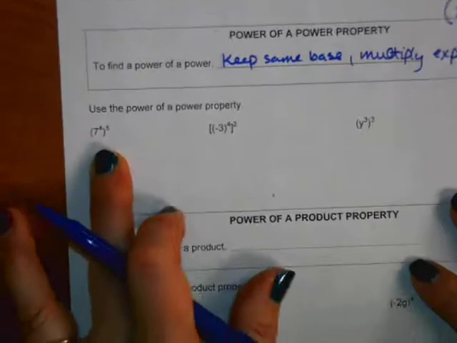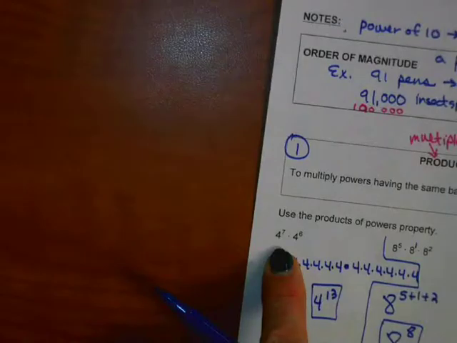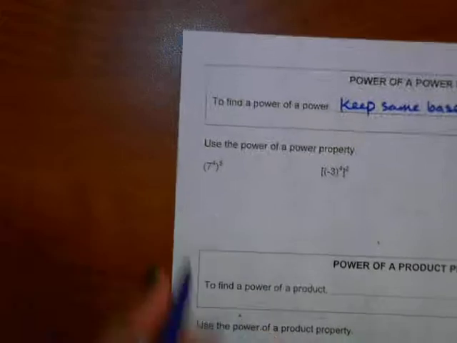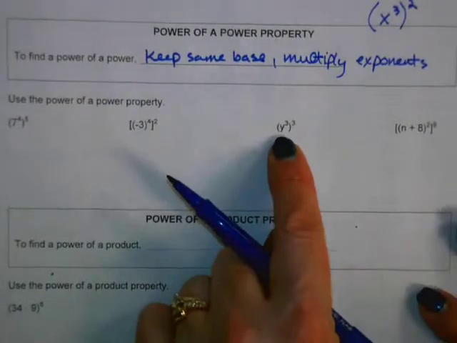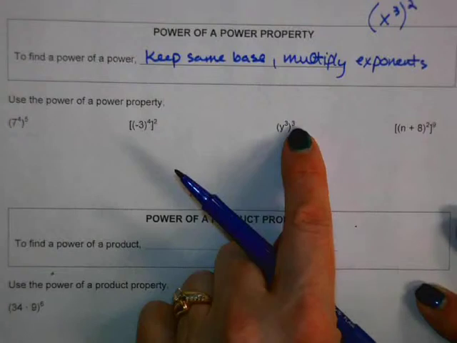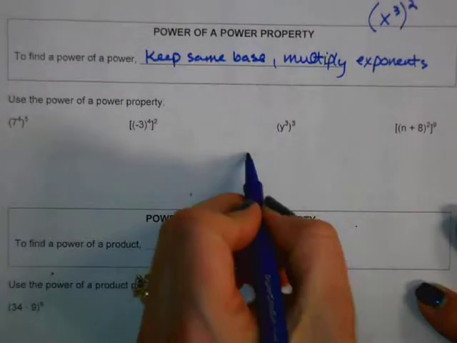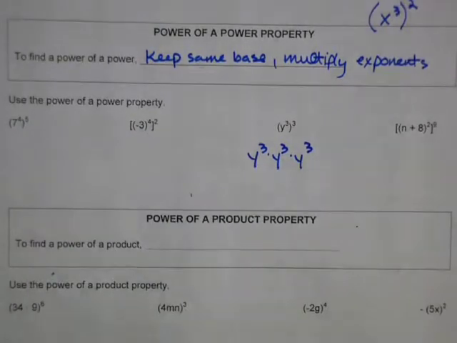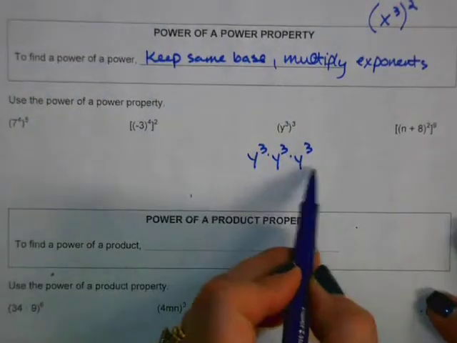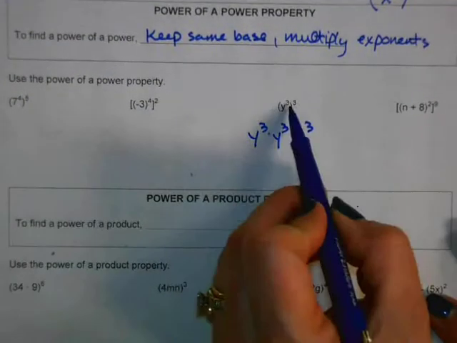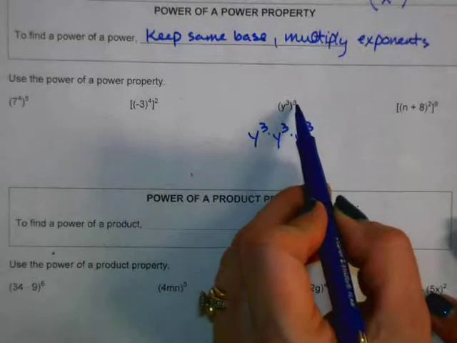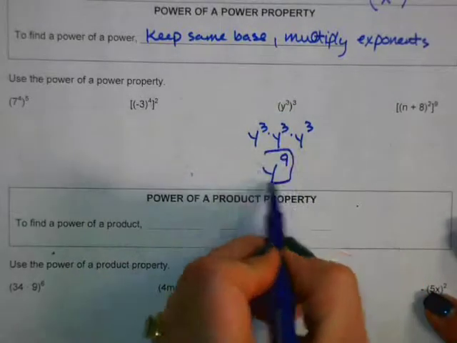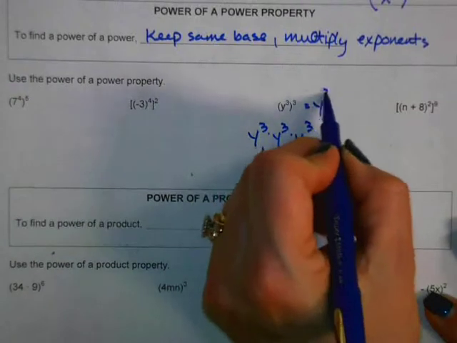But let's look. See how this is different than those? See the difference? So let me start with this one. This is saying I have y cubed times itself 3 times. So y cubed times y cubed times y cubed. How many y's do I have altogether? 9. Now that's a pain to write all out. So really all I have to do is 3 times 3. What's 3 times 3? Y to the 9th. It equals y to the 3 times 3.